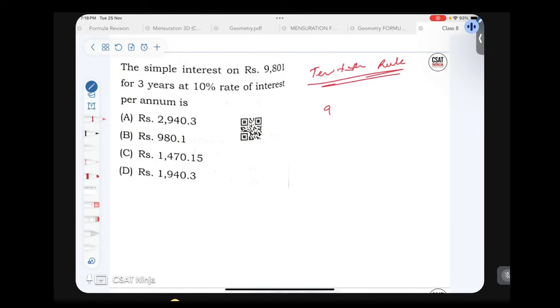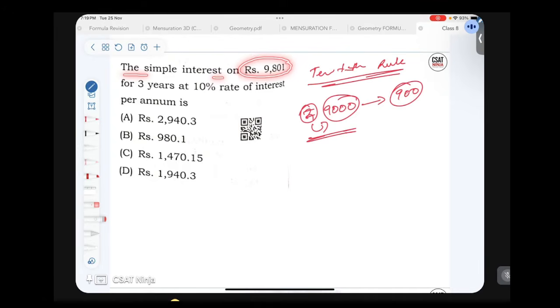So let's say your monthly income is now 9,000. As Christians, what we do is we pay 10%. So what will be your 10 tithes for this? 10% will be, we know, directly 900. So same thing here. Before that, let us read the question. The question is, the simple interest on rupees 9,801 for 3 years at 10% rate of interest per annum is. So the question says you have a money of 9,801. This is the money here.